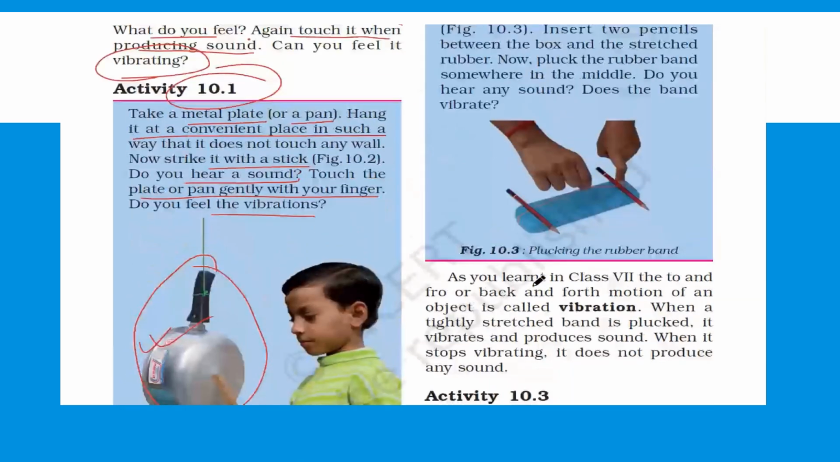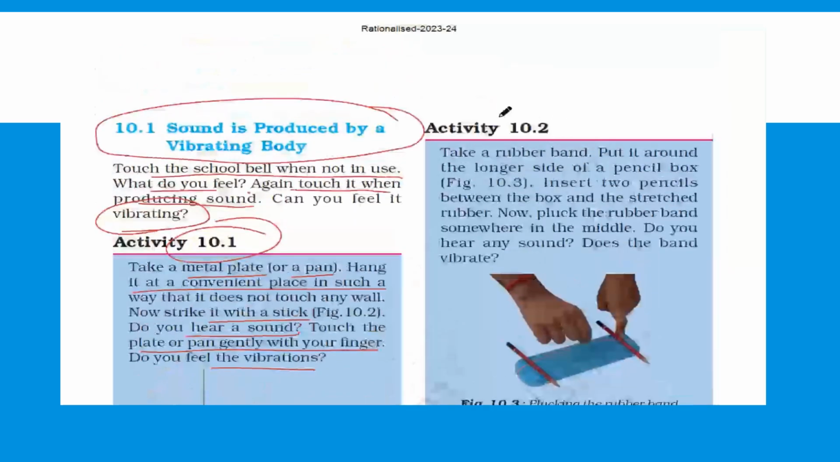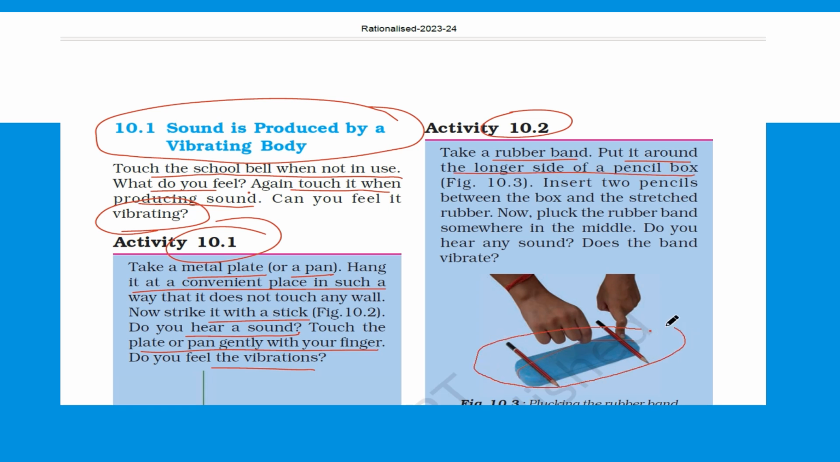Now let us move on to the next experiment, that is activity 10.2. Take a rubber band and put it around the longer side of the pencil box. See how it is being put? You insert two pencils in two corners of the box and then stretch the rubber band. Now pluck the rubber band somewhere in the middle.